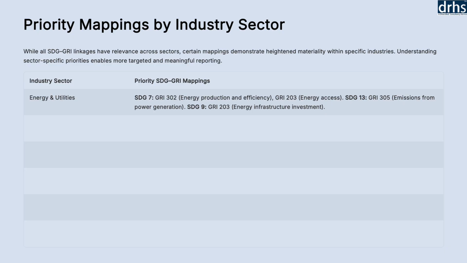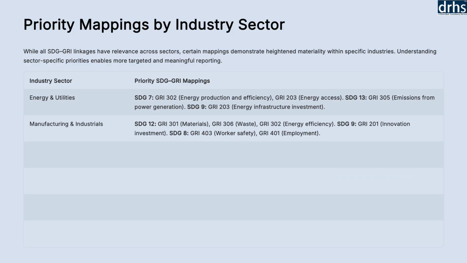SDG 9, Industry, Innovation and Infrastructure, is also critical, reflecting investments in resilient and low-carbon energy infrastructure. Manufacturing and industrials. Manufacturing and industrial sectors exhibit broad SDG exposure. SDG 12, Responsible Consumption and Production, and SDG 8, Decent Work and Economic Growth, are central, driven by material use, waste generation, labor practices, and occupational safety. SDG 9 supports innovation and industrial efficiency, while SDG 13 reflects climate-related emissions and energy intensity.